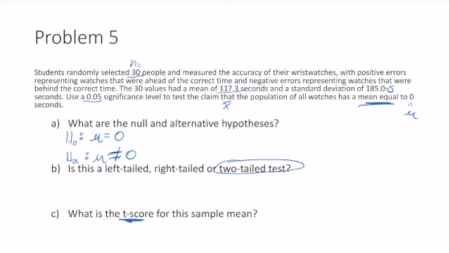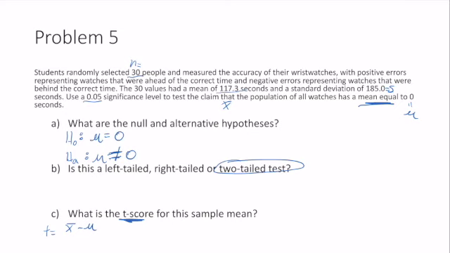So what's the t-score for this sample mean? Well, remember that t equals our sample mean minus our population mean over our sample standard deviation over the square root of n. So I have 117.3 minus 0 over 185. That's kind of a high standard deviation over the square root of 30. And that gives me 3.479. So 3.479 is my t-score. That's my test statistic.